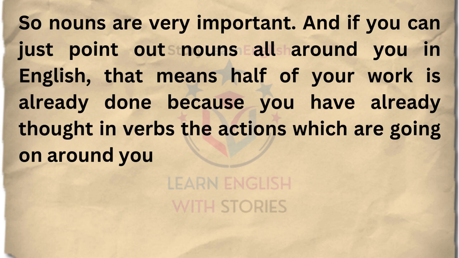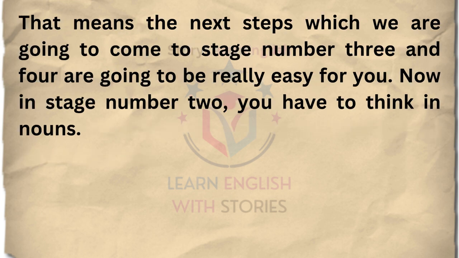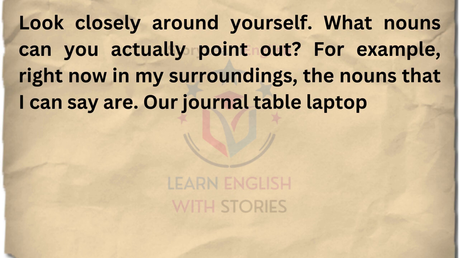And if you can just point out nouns all around you in English, that means half of your work is already done, because you have already thought in verbs, the actions which are going on around you. That means the next steps, which we are going to come to, stage number 3 and 4, are going to be really easy for you. Now in stage number 2, you have to think in nouns. Look closely around yourself. What nouns can you actually point out?